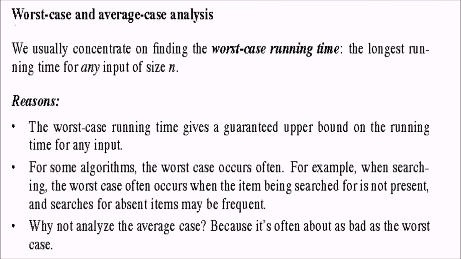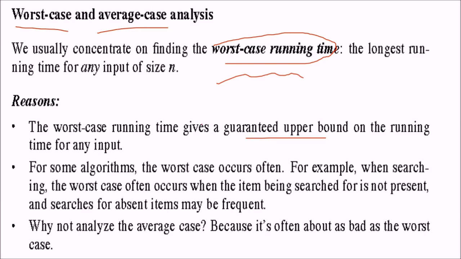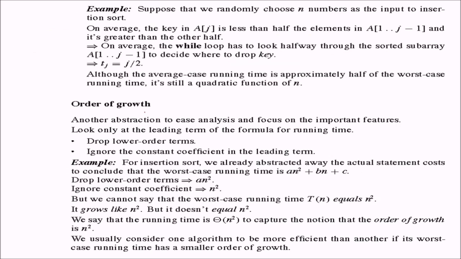So for worst case and average case analysis, we usually concentrate on finding the worst case running time. That is the longest running time for any input size n. And why? What is the reason for worst case running time? The worst case running time gives us a guaranteed upper bound on the running time for any input. And for some algorithms, the worst case occurs often. For instance, when searching, the worst case often occurs when the item being searched for is actually not present, because we have to search all along. It is not there. And searching for an absent item may be frequent. Why not analyze the average case? Because it's often about as bad as the worst case.